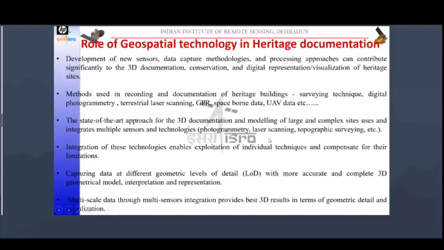Multi-scale data through multiple sensors, integration of these will provide the best 3D results, the most comprehensive results in terms of geometric detail and visualization. So a very complete and augmented, comprehensive 3D digital documentation would be possible if the integration of all these available technologies is effectively done, efficiently done. So just to recapitulate, these are the techniques and remote sensing data that are available.